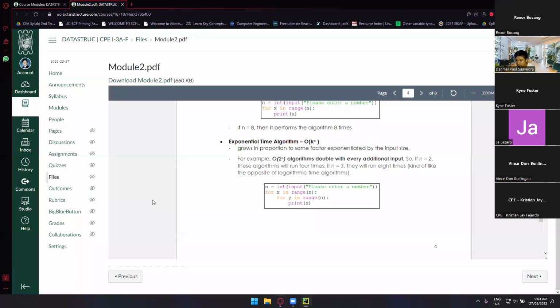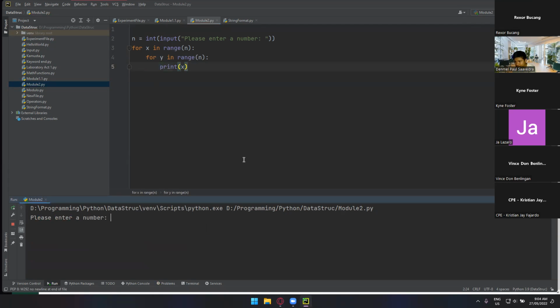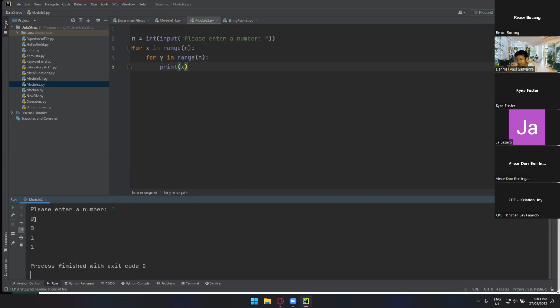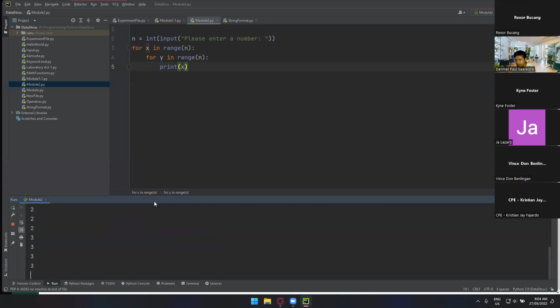Anyway, let's try this one out. It says here that if it's 2, then it will run 4 times. If it's 3, it will run 8 times. 4, I think, is 16 times. Let's start with 2 first. As you can see, this one ran 4 times. If we have 4, oops, my bad, if we have 4, then this will run 16 times. So we have 4 zeros, 4 ones, 4 twos, and then 4 threes.